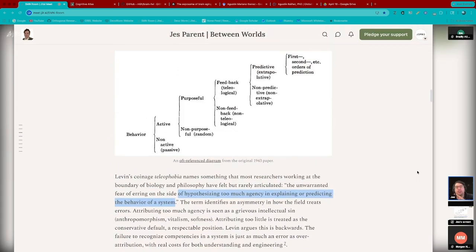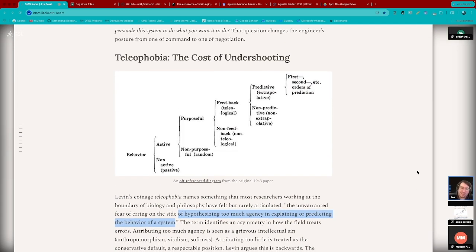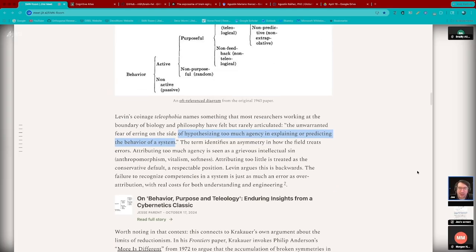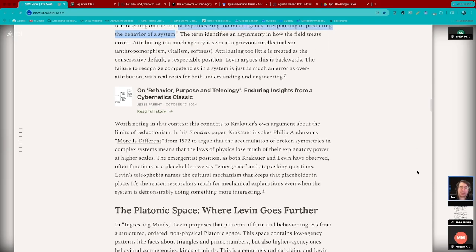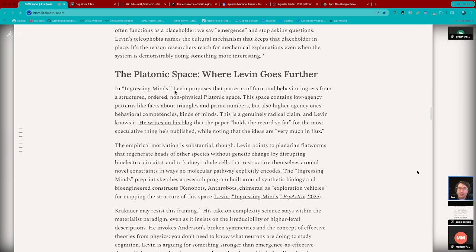But so Levin's sort of continuing to do this work of sorting out teleology and purpose from his angle. And then you have Krakauer, who is teleonomic matter. So I just want to see where this goes. He talks about the Platonic space, this is Levin's term.